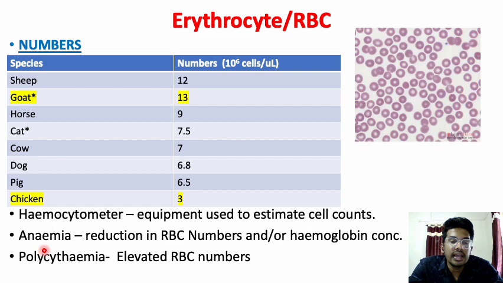If anemia is a condition in which there is a decrease in the RBC number below the usual amount, or the hemoglobin concentration is reduced, you might have heard that in schools and in nurseries, children, or girl students, will be given some iron tablets, because they might have anemia. And polycythemia is a condition in which there is an elevation in the RBC numbers.